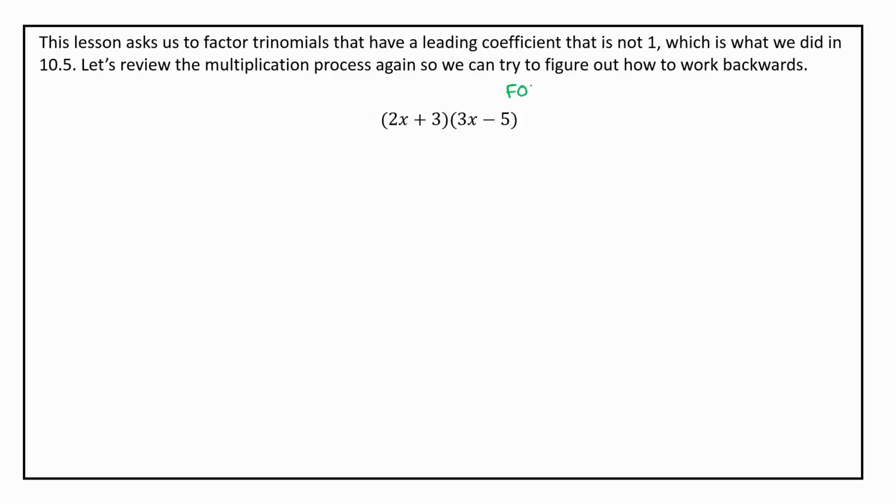So the method to multiply two binomials together is FOIL, or you can use the distributive property. Either way, we want to do 2x times 3x, which is 6x squared. We want to do 2x times negative 5, which is negative 10x. We want to do 3 times 3x, which is 9x. And we want to do 3 times negative 5, which is negative 15. We add the middle terms together and get 6x squared minus 1x minus 15.